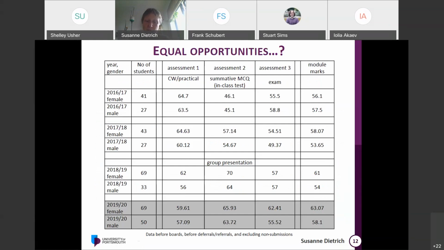Now, finally, because in science there's always this maybe prejudice that content-heavy modules and modules that rely on exams rather than coursework disfavor females and favor male students. But when you look at our results across the years from 2016, this was not the case. In fact, the females, if at all, fared better than the males.